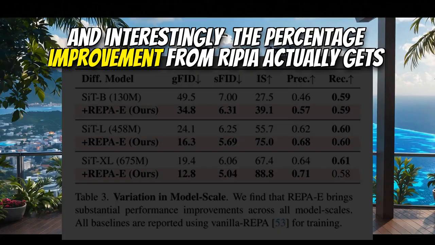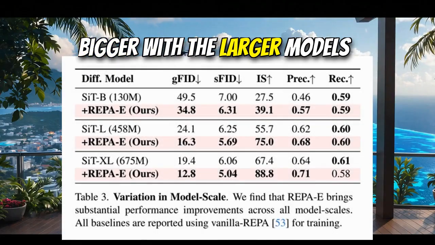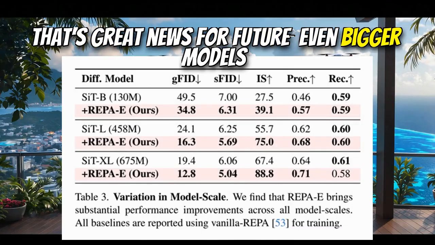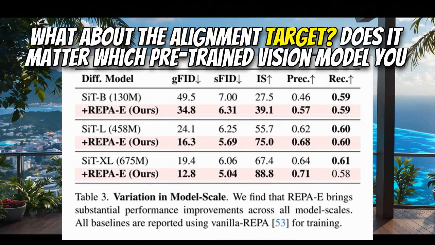And interestingly, the percentage improvement from REPA-E actually gets bigger with the larger models. That suggests it scales really well. That's great news for future, even bigger models. What about the alignment target? Does it matter which pre-trained vision model you use?